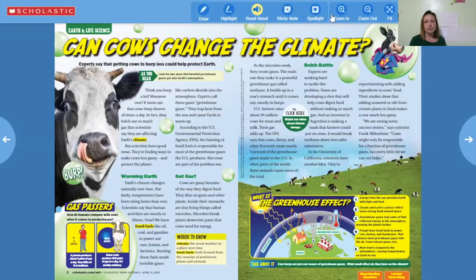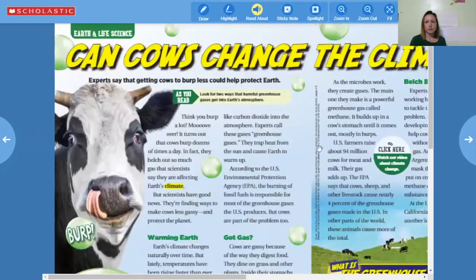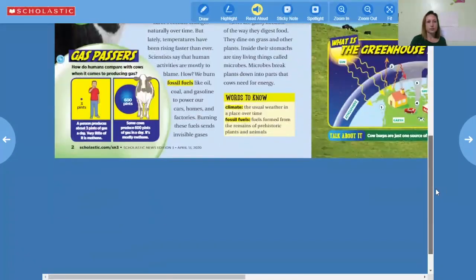Gas passers. How do humans compare with cows when it comes to producing gas? A person produces about 3 pints of gas a day. Very little of it is methane. Some cows produce 600 pints of gas in a day.